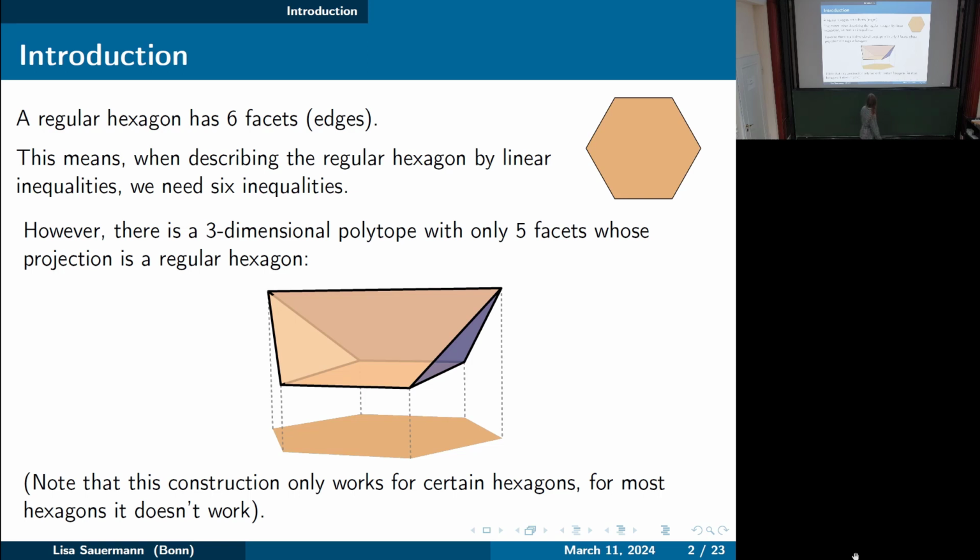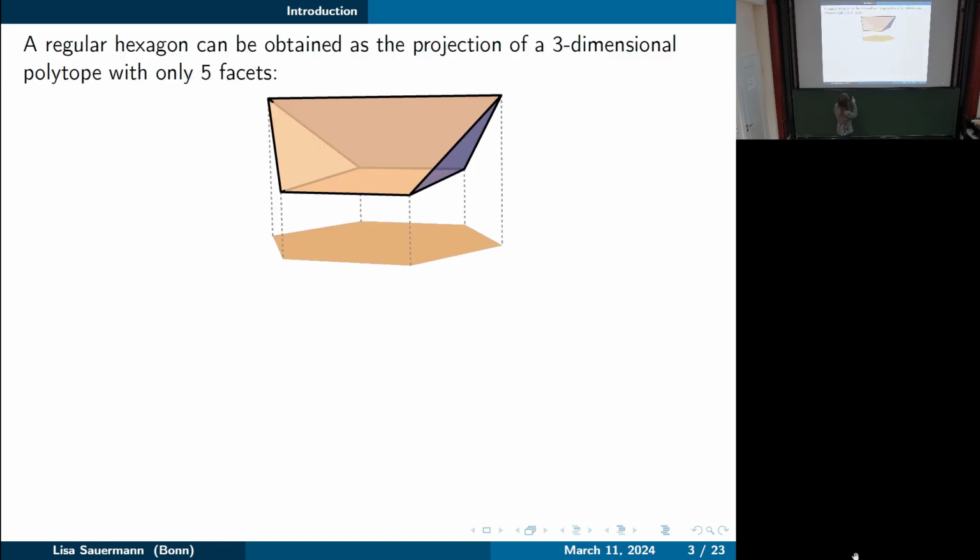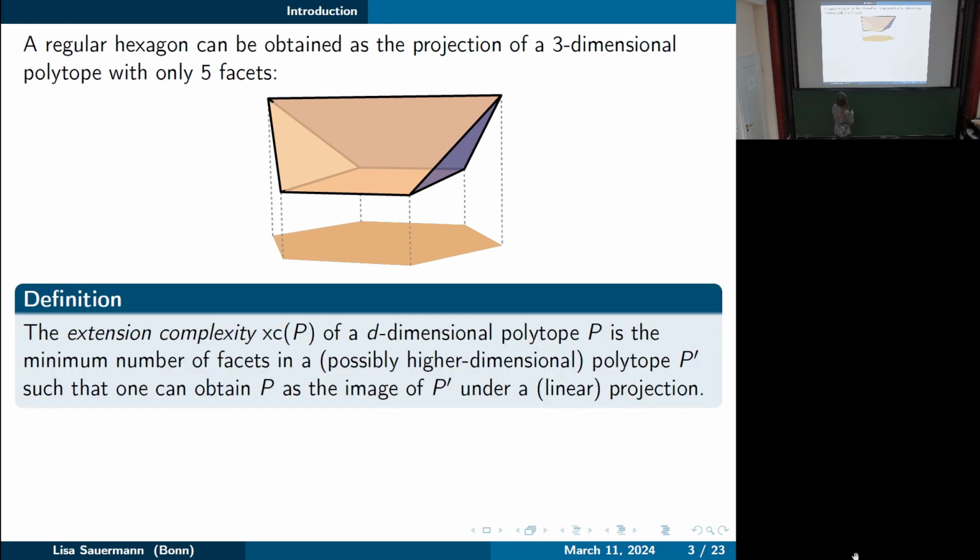And just as a remark, this construction only works for certain hexagons. For most hexagons, you can't do this. So there's something special about the regular hexagon and some other hexagons that you can do that. Okay, so here's again this observation. A regular hexagon can be obtained as the projection of a 3-dimensional polytope with only 5 facets, even though the hexagon itself has 6 facets.